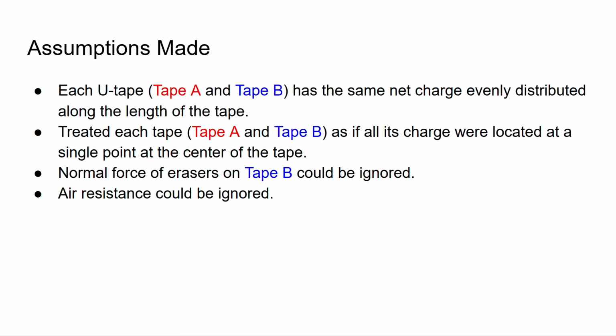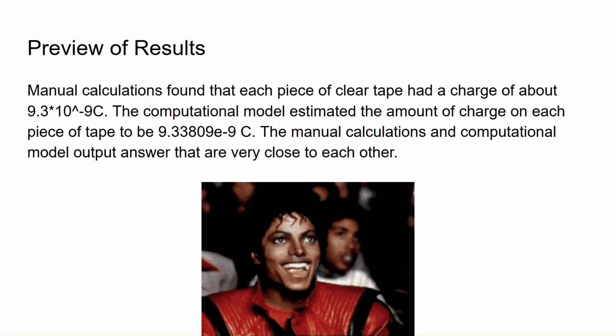Assumptions made. Each tape, tape A and tape B, has the same net charge evenly distributed along the length of the tape. Treated each tape as if all its charge were located at a single point at the center of the tape. I assumed the normal forces of the erasers on tape B could be ignored, and I assumed that air resistance could be ignored.